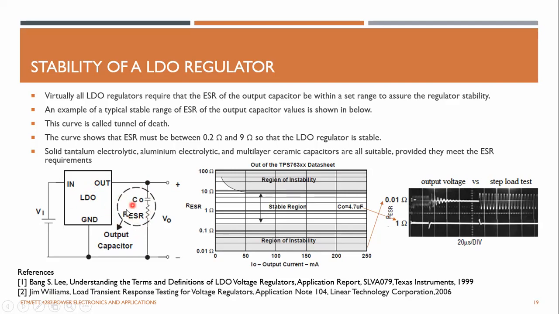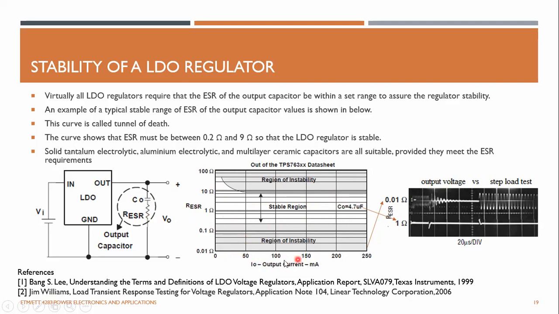All you need to know is that by using this ESR at a desired level, you can keep this control loop stable. The ESR range is typically defined in the manufacturer data sheet, and that is called the tunnel of death characteristic. This is a typical example from the TPS7633 datasheet. Based on your output capacitance, they recommend a 4.7 microfarad output capacitor, and the ESR should be within this range in order to make your system stable for different load currents.